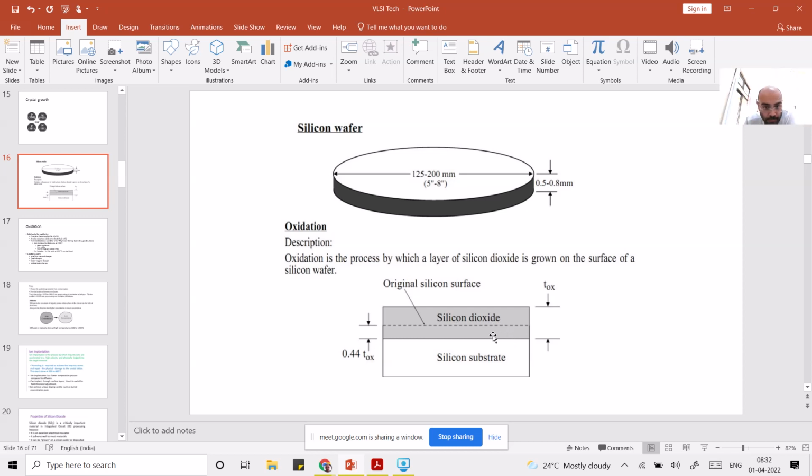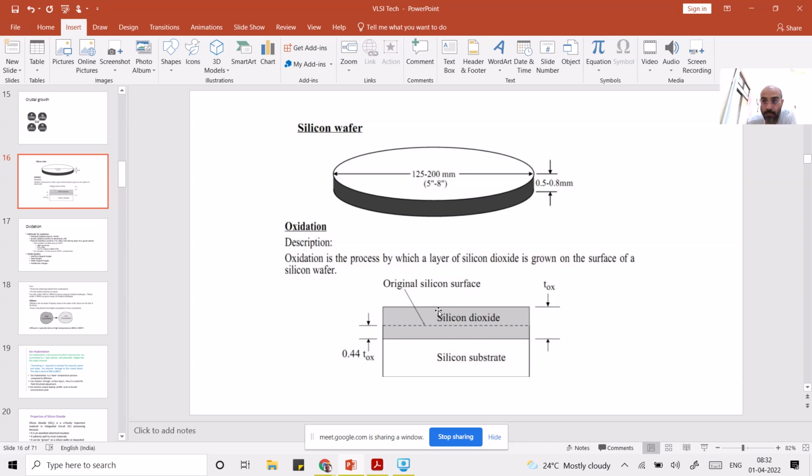So whatever thickness you have grown, approximately 44% of it is the region which goes into the surface, where the oxide penetrates into the substrate. So this region is formed as silicon dioxide, and the 55% is the pure region. It is also silicon dioxide, the same quality, but this 55% is grown above the surface, and approximately 45% is formed from the substrate itself.